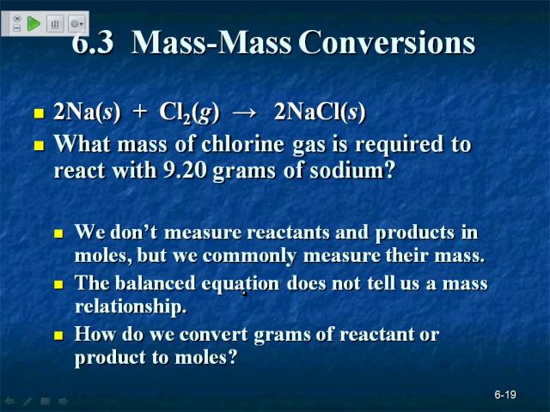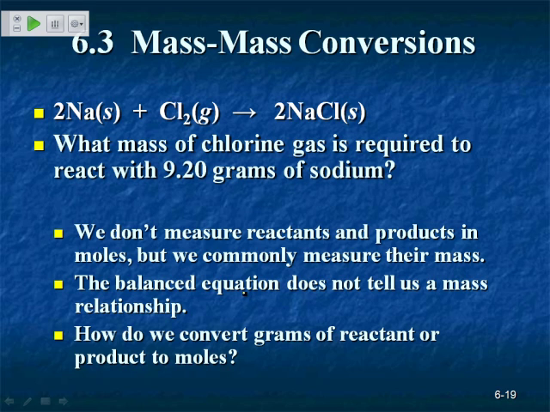So we will pick up the formation of sodium chloride equation. The balanced equation is given to you: 2 sodium reacting with 1 mole of chlorine gas forming 2 moles of sodium chloride. And the question we have to answer is, what mass of chlorine gas is required to react with 9.20 grams of sodium? So the mass of sodium, one of the reactants, is given to you, and it's asking what mass of the other reactant you should use.